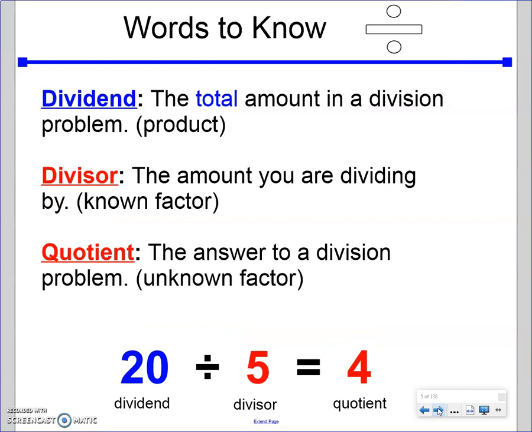In a division equation, the total or the product is called the dividend, and it's the first number in a division equation. It's the amount that you're dividing. The divisor is what you divide by, and the divisor is one of the factors. It is the factor you know. The quotient is the other factor. It is the answer to the division problem.